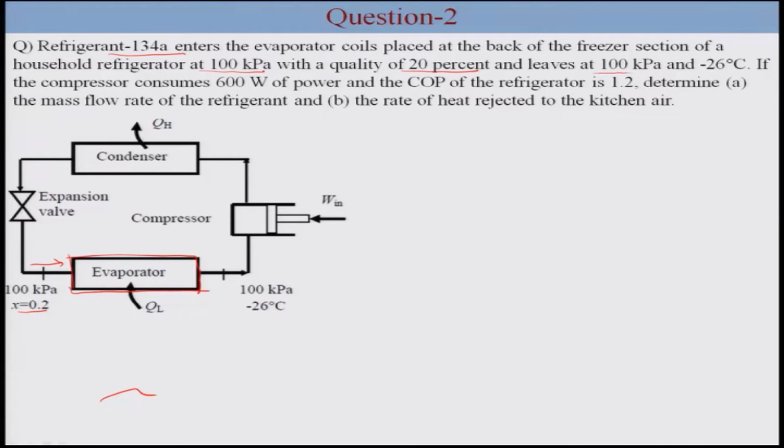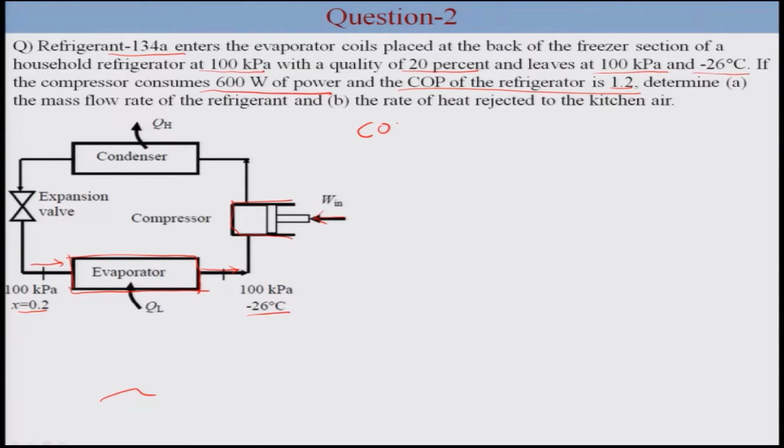and leaves at 100 kilopascal and minus 26 degrees Celsius. If the compressor consumes 600 watt of power, so this is the compressor and it consumes 600 watt of power, and the COP of the refrigerator is 1.2. Determine the mass flow rate of refrigerant and the rate of heat rejected to the kitchen air.